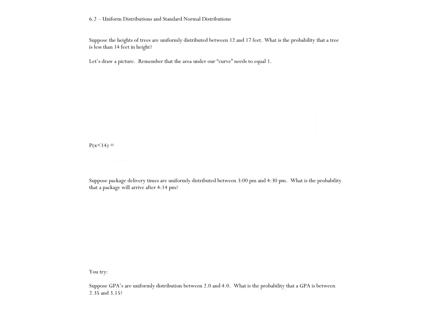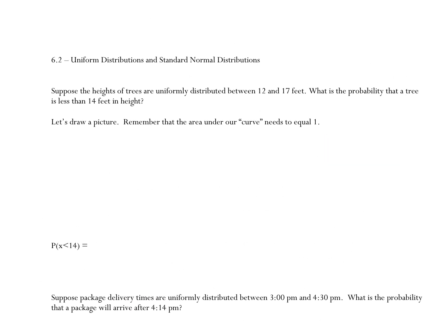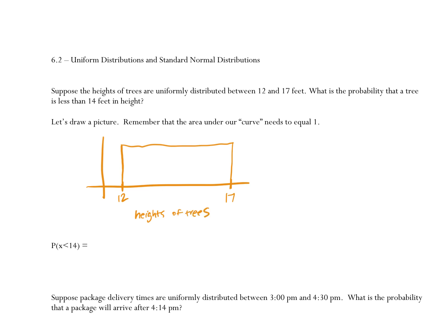Suppose the heights of trees are uniformly distributed between 12 feet and 17 feet. What that means, uniformly, is that 12-foot trees happen about as often as 13-foot trees, about as often as 14, et cetera. So they all have equal frequencies.